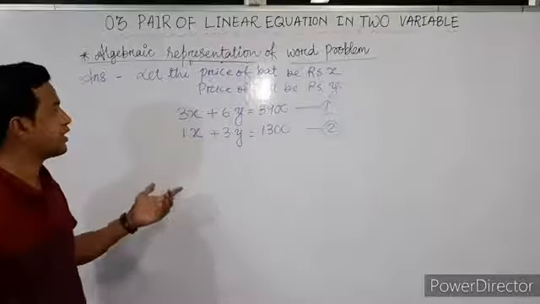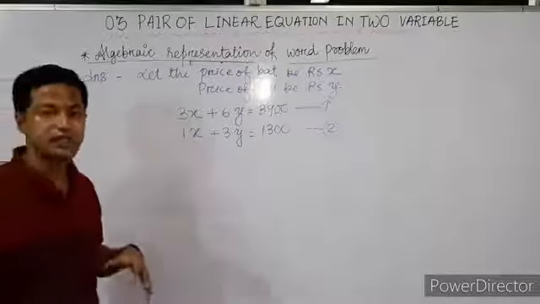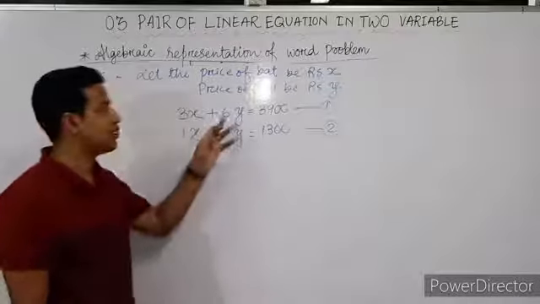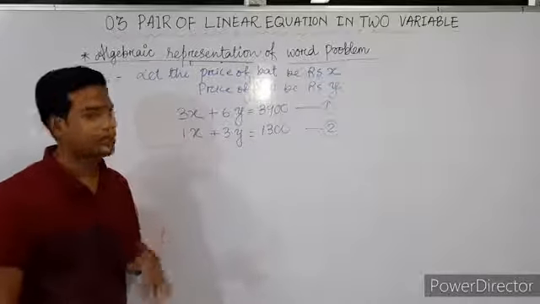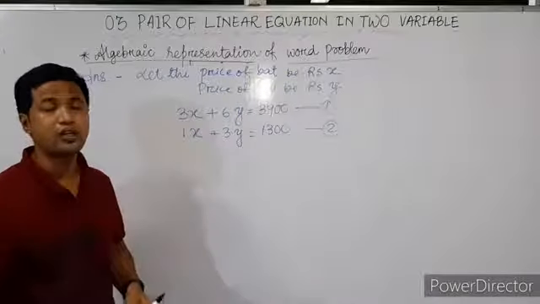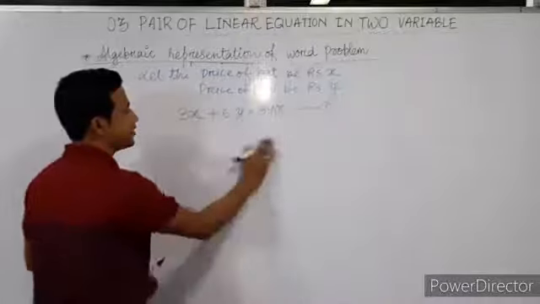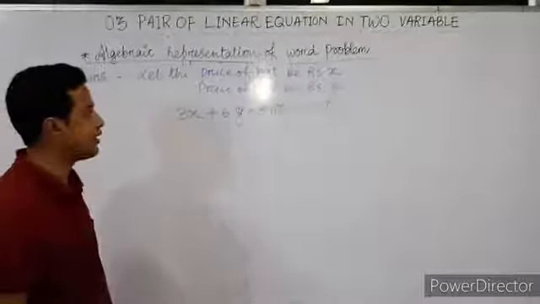So after this, we are going to solve these equations graphically. So already you know that if you have a linear equation, the graph will be a straight line. So definitely we got 2 straight lines. Let's find out the graph for the first one. So the first one is 3x plus 6y is equal to 3,900.